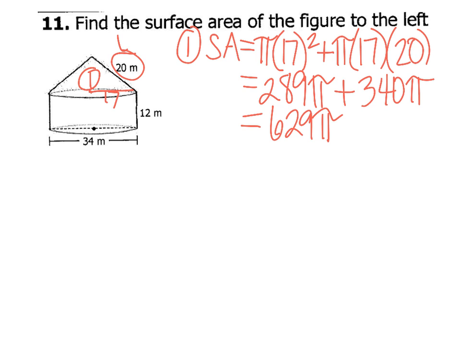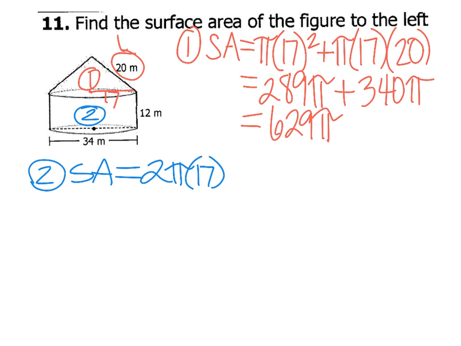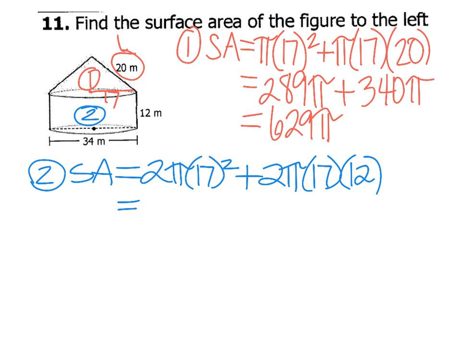Now let's look at figure 2. Figure 2 is this cylinder. For this cylinder, we want to use the formula for surface area of a cylinder. So for surface area of a cylinder, our formula is 2 times pi times our radius, which is also 17 squared, plus 2 pi r times the height. And we know the height is 12. All right. So then, let our calculator do all the hard work. 578 pi plus 408 pi.